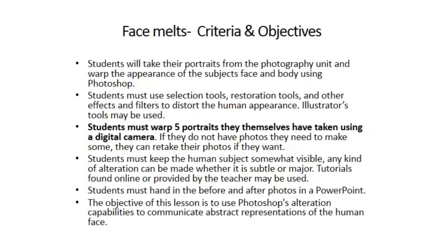The first choice for this project group is called face melt. You're essentially just going to take 5 portraits that you've taken with your digital camera. You can use them from previous photos, or you could take some new photos. That's usually best. And you're gonna warp those faces or melt them into something new.